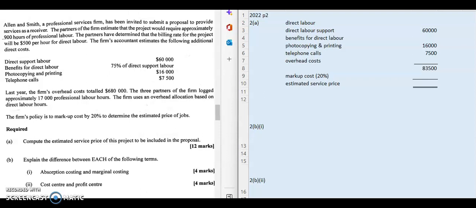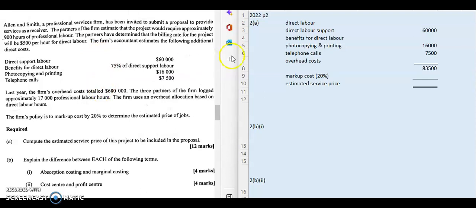So the first question on this Paper 2 Question 2 for 2022 was to compute the estimated service price of a project in this proposal. What we have is that Allen and Smith, a professional services firm, have a job to complete, and they're asking us to calculate the price of that job.